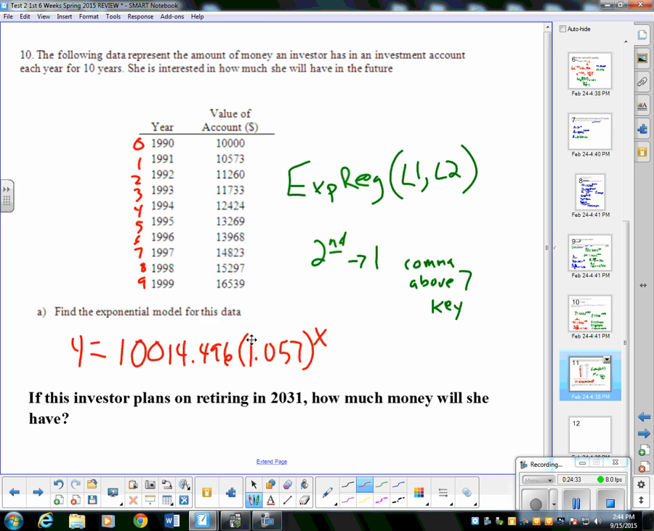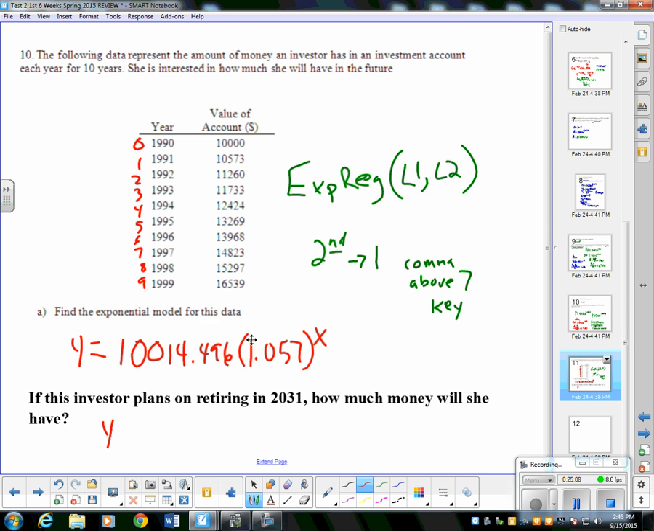So all we need to do is put in a number for 2031. I said 13 a second ago. 2031 would be, if 1990 is 0, 2031 would be 41. You count it, right? 1990 is 0, 1991 is 1, 1999 is 9, so 2000 is 10. So 2010 is 20, 2020 is 30, 2030 is 40, plus 1 is 41. 2031 is 41 years. So we want to plug in 41 for x.